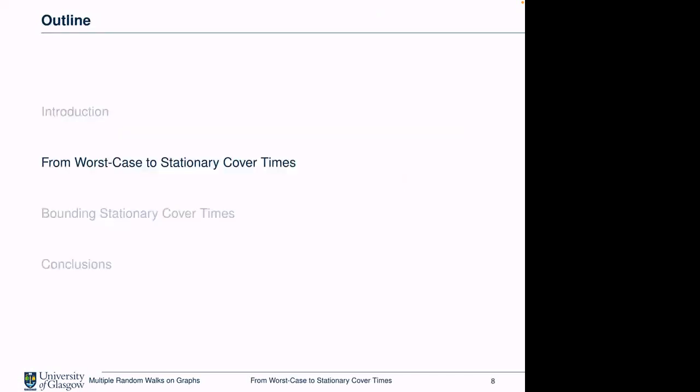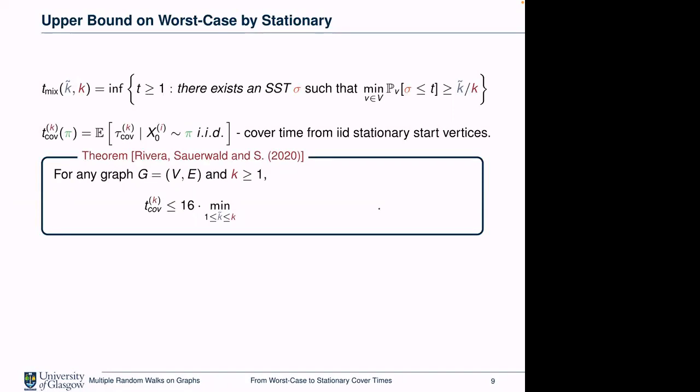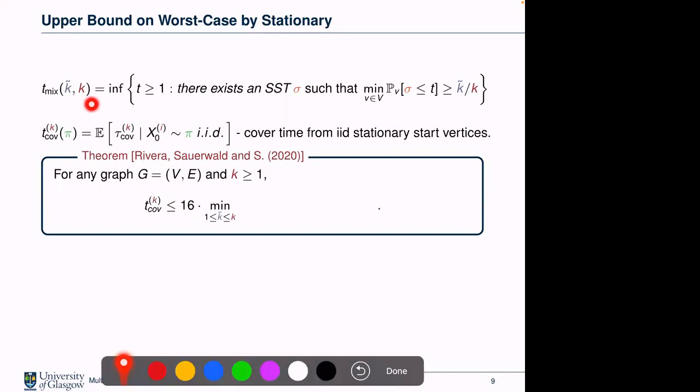Okay, so what we're going to do is we want to try and characterize the worst case cover time by multiple random walks in terms of some quantities. Our candidate for this is going to be some new notions of mixing that we come up with specifically for multiple random walks. And we're going to look at the cover time by k walks, not from worst case, but from stationary.